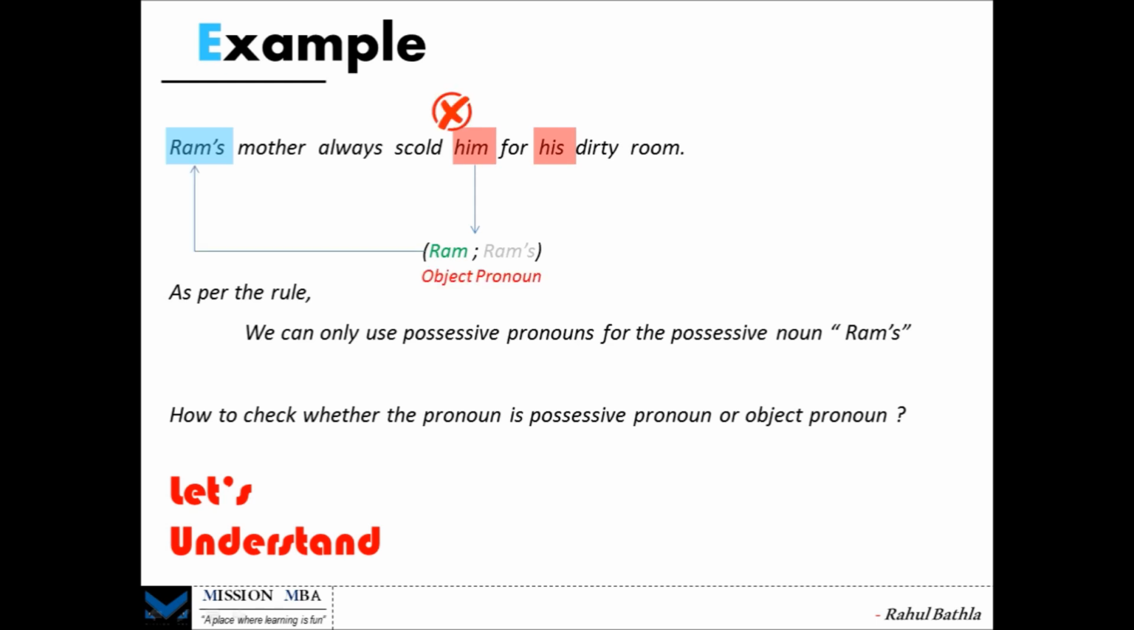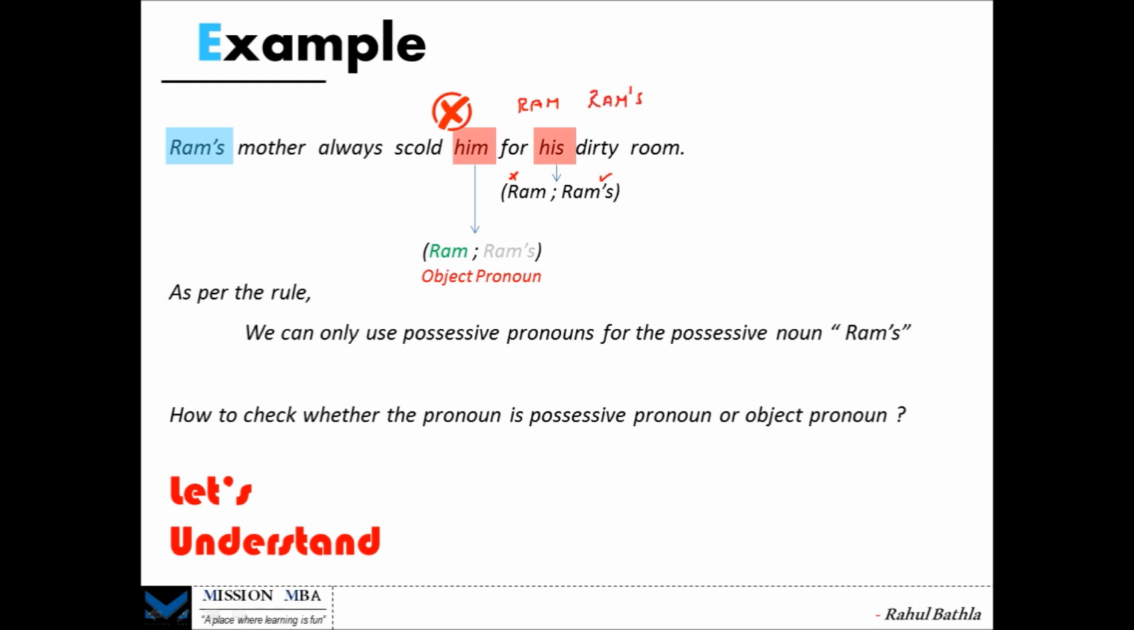Now let's check the second one, which is his. Now his again is used for Ram or Ram's. Replace it and check. Ram's mother always scolded him for Ram's dirty room. Now clearly here Ram does not sound good, and of course Ram's does. Check. Ram's mother always scolded him for Ram's dirty room. Now this Ram's over here is correct.